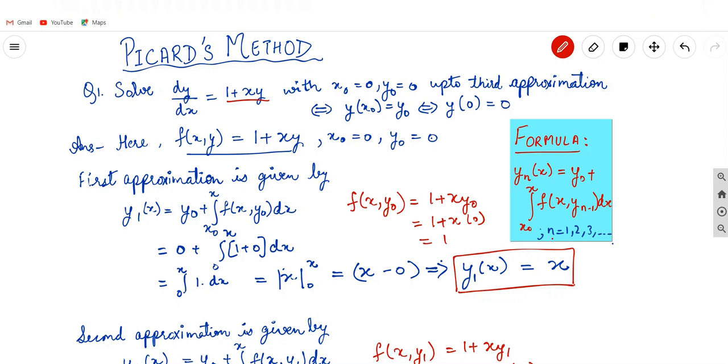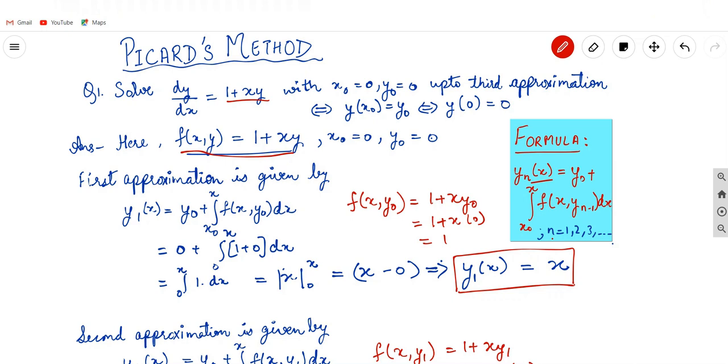Now, consider your function f of x, y as 1 plus xy, and x naught is 0, the initial point, and at this particular point the value of y naught is also 0. The first approximation is given by putting n equal to 1 in this formula. So on the left hand side, when you put n as 1, you will get y1(x). On the right hand side y naught will remain the same. Under the integral sign we have f of x comma y naught.